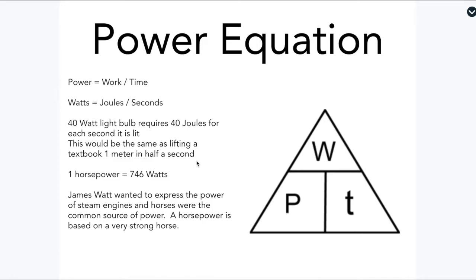So engines and motors are oftentimes measured in horsepower, and 1 horsepower is equal to 746 watts. James Watt was the scientist who came up with a lot of the work behind power, and he wanted to express the power of steam engines, which is what he was measuring, and horses were the common source of power. And so the unit of horsepower is based on the power output of a very strong horse.